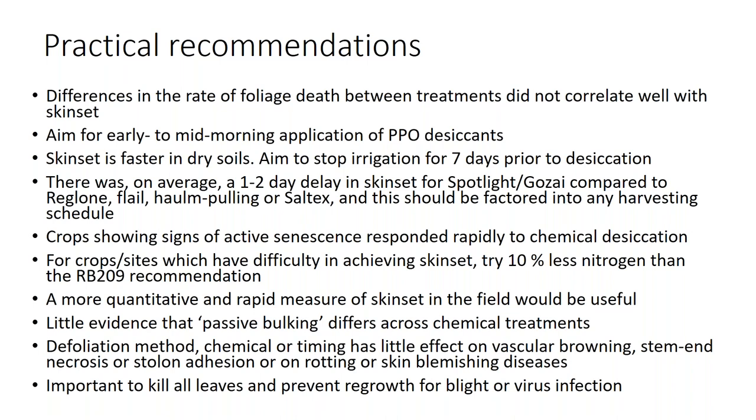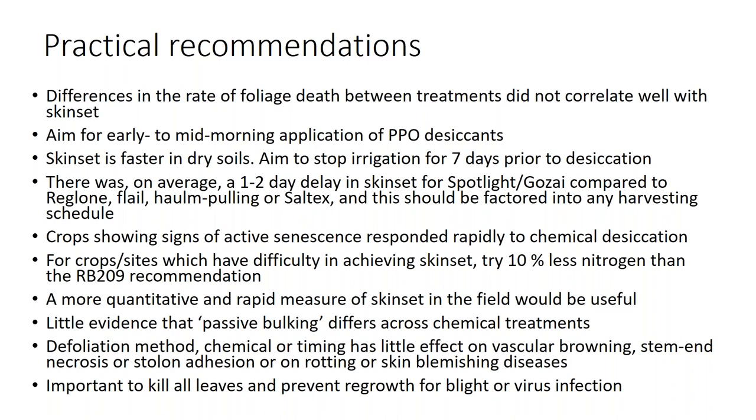I've mentioned this 1 to 2 day delay in the basically slower acting chemicals for defoliation, but you need to factor that into a harvesting schedule, obviously. So one of the things that we did notice was all of the crops that responded within 2 weeks in terms of getting skin set were showing signs of active senescence. Now, what do I mean by that? Basically, loss of ground cover, typically 2 to 3%, a yellowing and a sort of hardening of the leaves. At that stage, chemical treatments were very effective in taking the crop down.